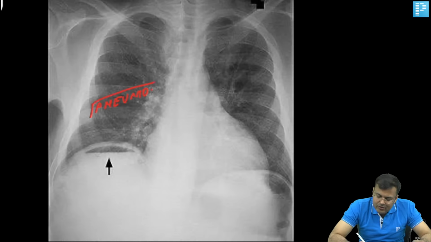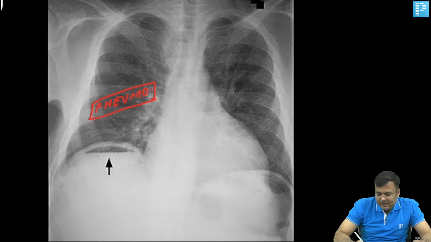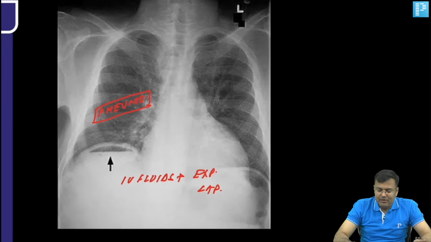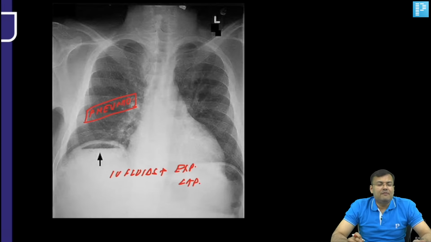So, this is pneumoperitoneum. In this case, what you do, first go for IV fluids, meaning we resuscitate the patient, and after resuscitation we go for exploratory laparotomy. After resuscitation we are going for exploratory laparotomy. Got it? So, this is free gas under the right dome of diaphragm, pneumoperitoneum.